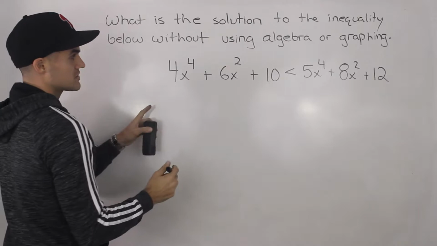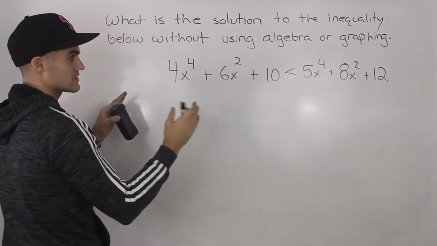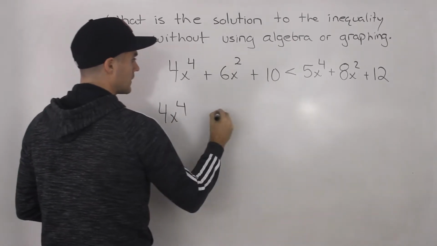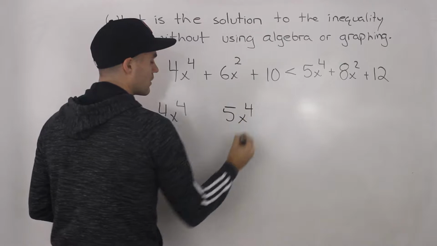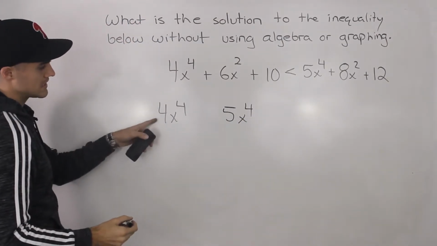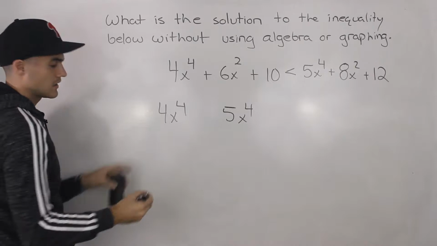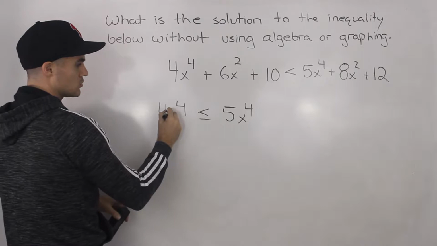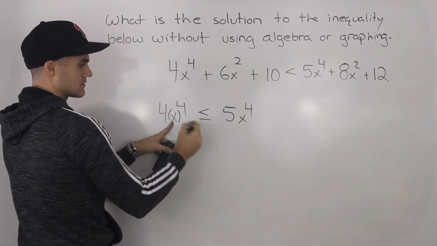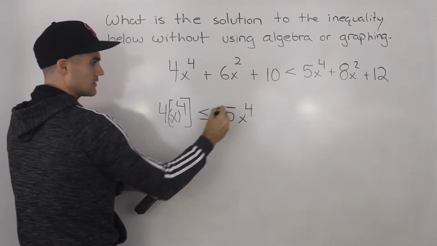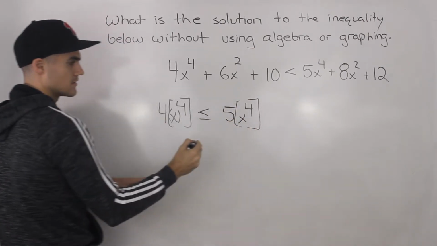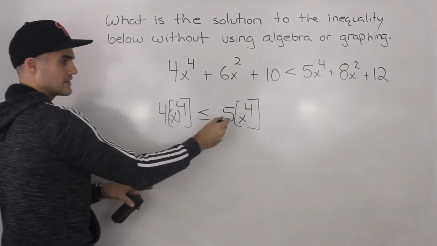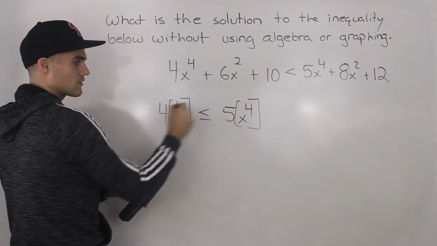Okay, well, let's just compare the respective degrees and their leading coefficients. So we got this 4x to the power of 4, and then we got this 5x to the power of 4 on the right side. Well, notice that this expression is always going to be less than or equal to this expression, right? Because no matter what we plug in for x, this x to the power of 4 portion is going to be the same for both sides. And then we're going to be multiplying this side by 4 and then this side by 5. So this side will always be greater than this side.